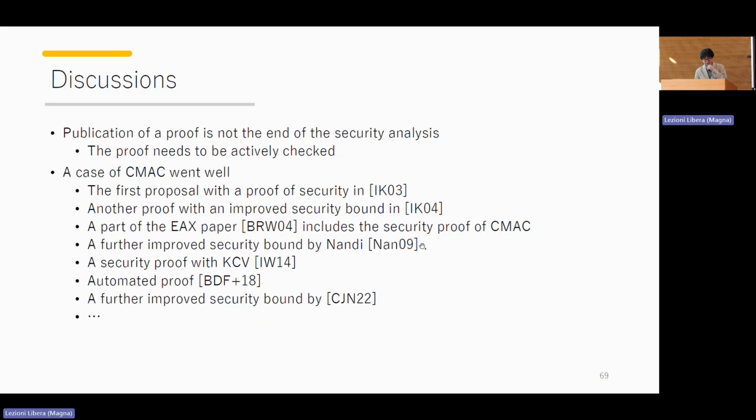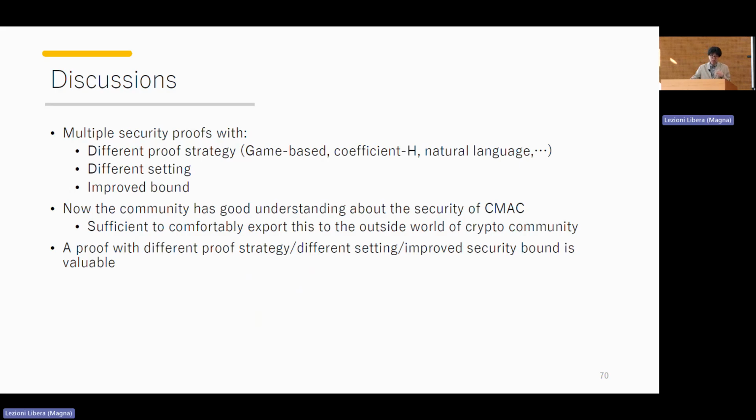Further improved security bound by Nanzi. There was a security proof with the key check value. There is an automated security proof. There are further improved security bounds, and so on. So there are multiple security proofs with different proof strategy, different setting, improved security bounds.